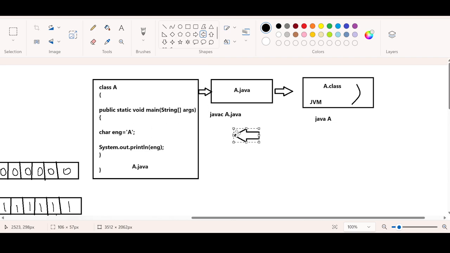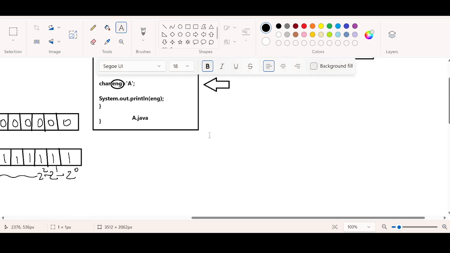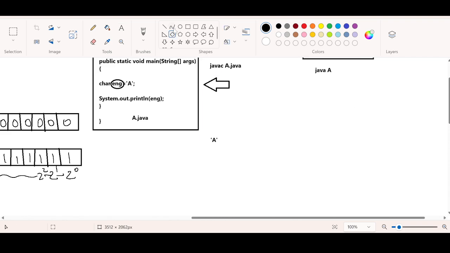The first instruction says the letter A is getting assigned to the variable of char data type. So what it will do first, focus here, the letter A will be converted to what? It will be converted to the Unicode.